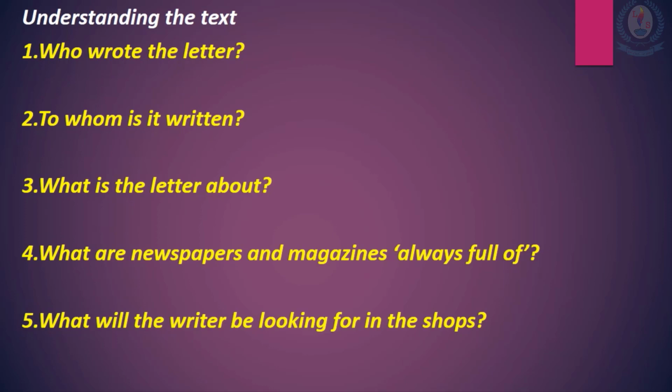Okay children, now let's move to the questions in page number 49 in your Nelson English Comprehension book. Understanding the text. Question number 1. Who wrote the letter? It is there at the end of the letter. What's the name? J. Morgan. To whom is it written?